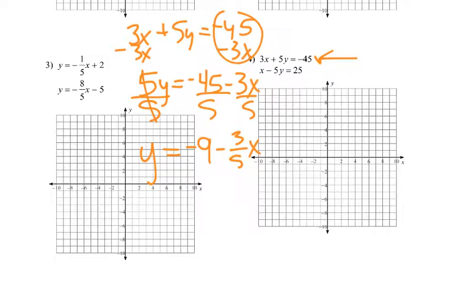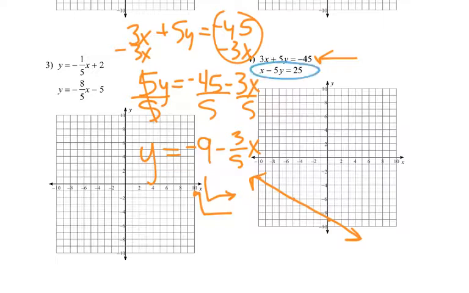So I start out at negative 9, and then it's negative 3 over 5, so I'm going down and to the right, or left and up. So I can go up 3 to the left 5. And I would have my line right there.